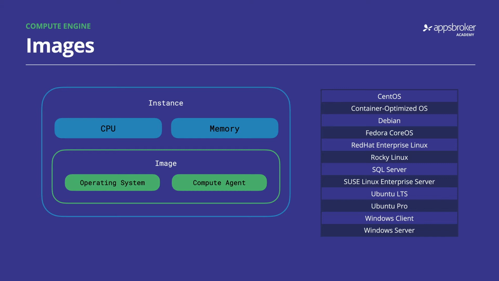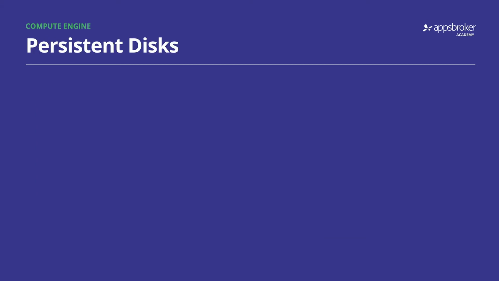Now, in addition to your boot disk, you might want to add some extra persistent storage to your instance. There are several types of persistent disk available in Compute Engine. 3 of the most popular are Standard, Balanced, and SSD.